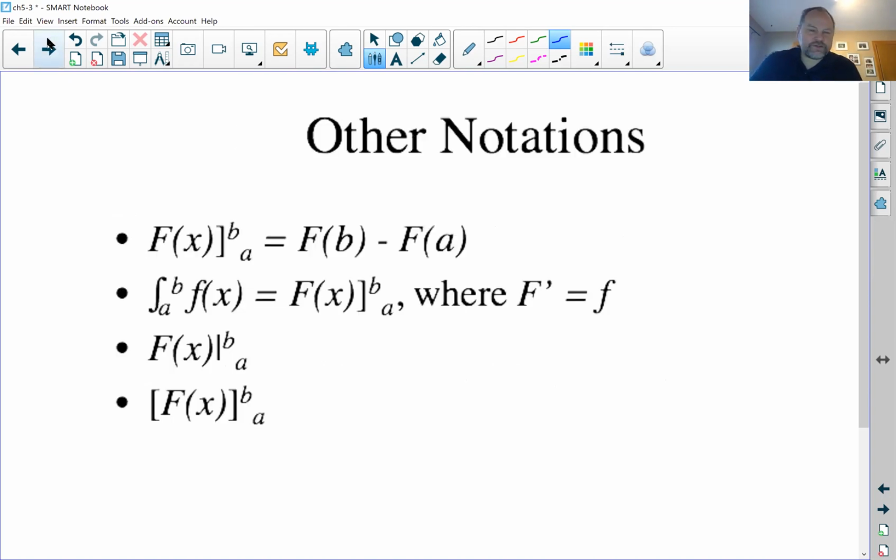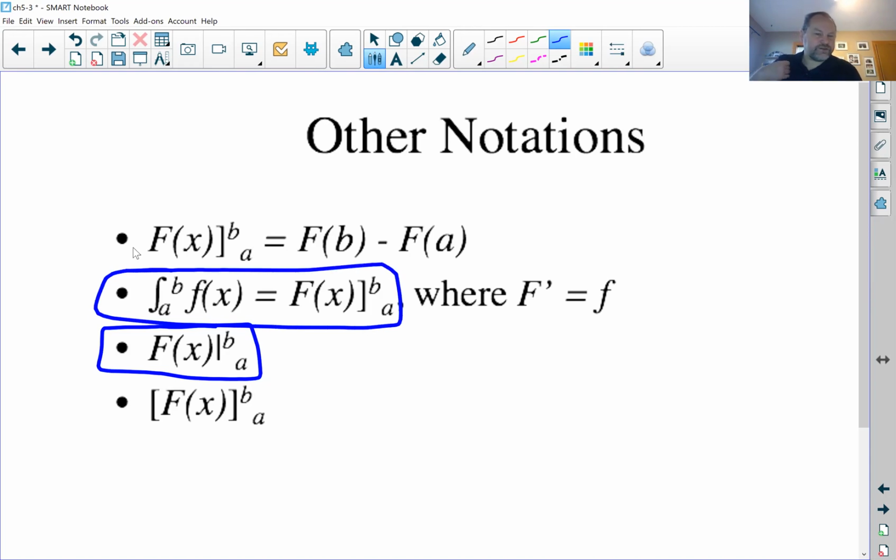So a couple other ways that you could see this written. The way it was written on the previous page is the most common. I actually use this after I've taken the integral, just to show that I'm evaluating it. So that's kind of this method or that notation.